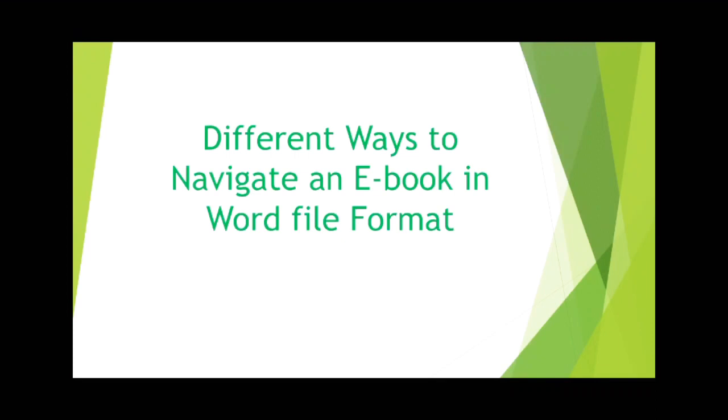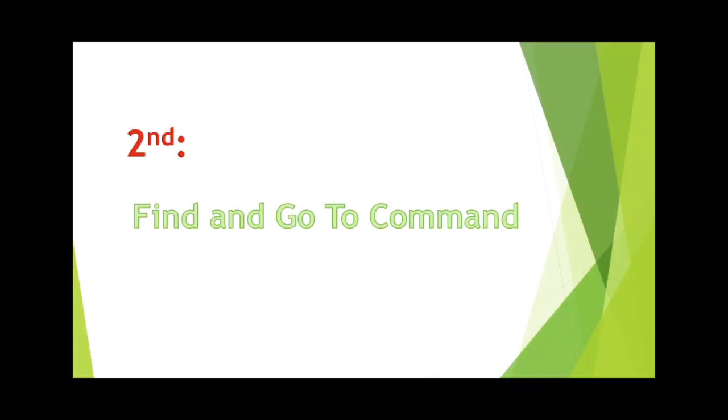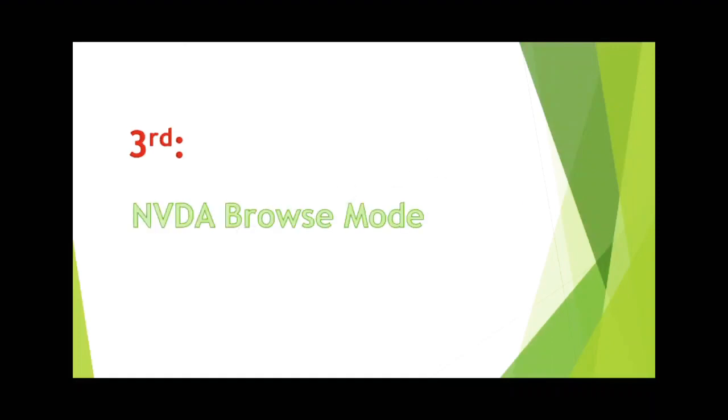Episode 1: Different ways to navigate an ebook in Word file format. We can say that an ebook is in Word file format if its file name extension is .docx. There are 3 ways to navigate an ebook. First, use Hyperlink and Bookmark. Second, use Find and Go to command. And third, use NVDA browse mode, which is divided into 2: the single letter navigation and the elements list display.